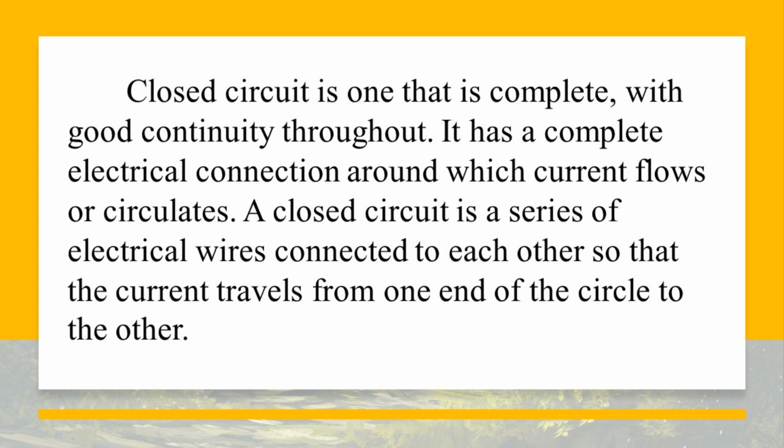A closed circuit is one that is complete, with good continuity throughout. It has a complete electrical connection around which current flows or circulates. A closed circuit is a series of electrical wires connected to each other so that the current travels from one end of the circle to the other.